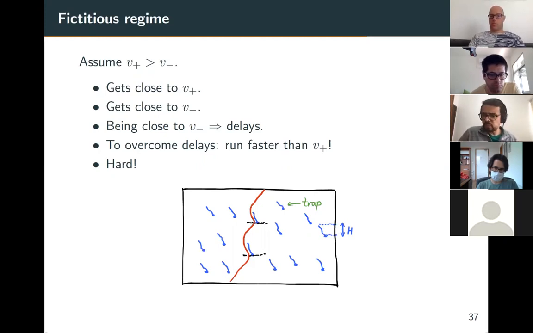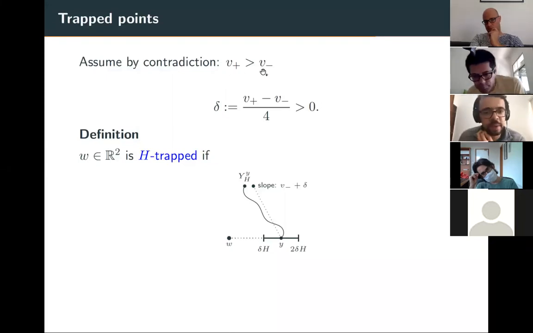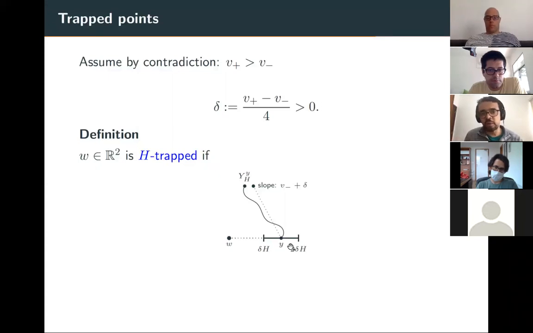So in order to quantify this, we can define a value delta, which is just this difference, V plus minus V minus, divided by 4. And since we're assuming by contradiction that V plus is strictly bigger than V minus, this is a positive quantity. Then by definition, we say that a point in space-time is trapped, like this W here, if there is a point to the right of it, but not very far, such that starting there, you're going to go to a slope not smaller than V minus, but smaller than V minus plus this delta. And the probability of this doesn't decay, because V minus is the first value where this should decay, and you're looking a little bit above V minus, okay?